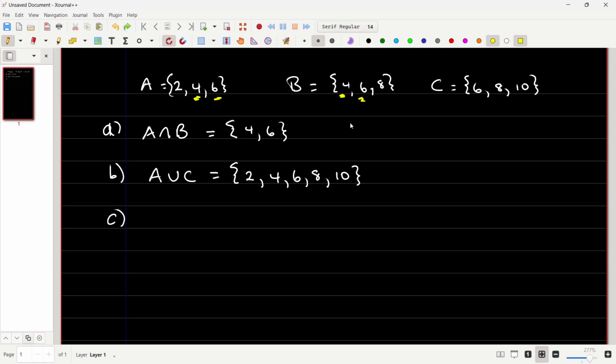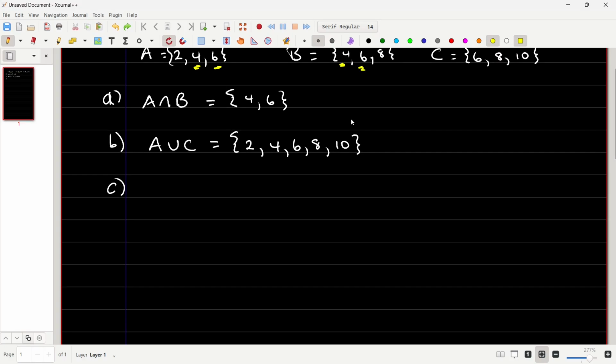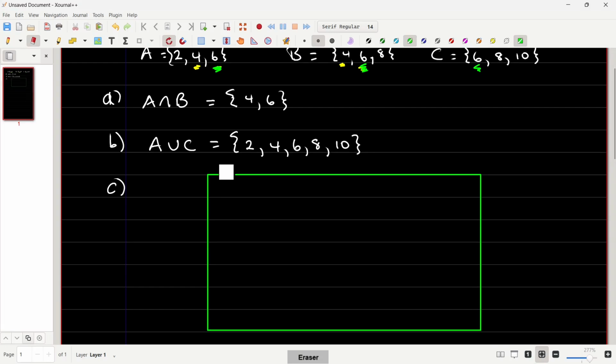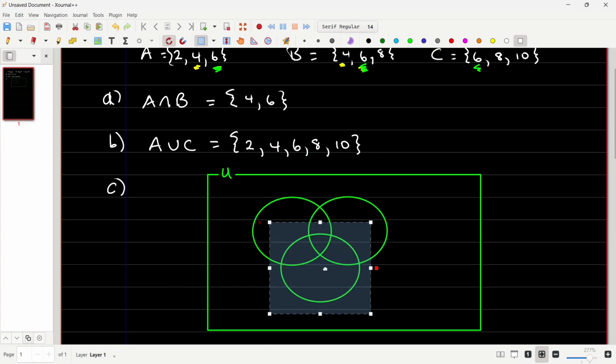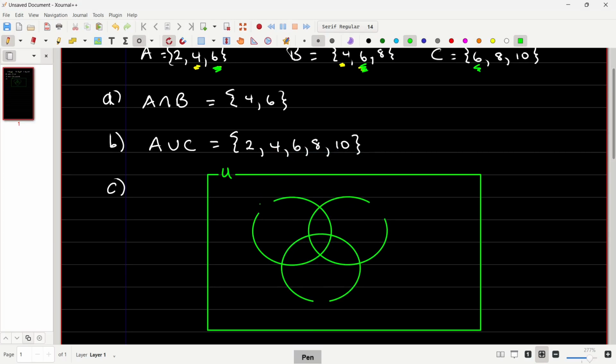Okay, so this one, let's try and draw the Venn diagram to show the relationship between the 3 sets. Now, we can see right away that these sets have 6 in common to all of them. So we have to draw an intersecting diagram. So this diagram clearly indicates that we have 2 by itself in A, then 4 in common to A and B, 6 in common to all of them, 8 in common to just B and C, and 10 in C only. There's nothing in between A and C. All right, let's go on to the other one.